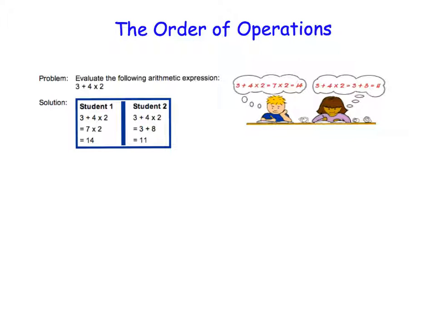Student 1 added the 3 plus 4 first and then multiplied it by 2 to get an answer of 14. Student 2 decided to multiply first and then add. So the 4 times 2 resulted in 8, and then they added and got 11. Now the correct answer for this situation is the way student 2 did it. She used the order of operations.